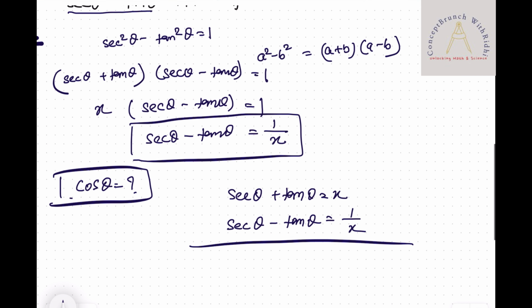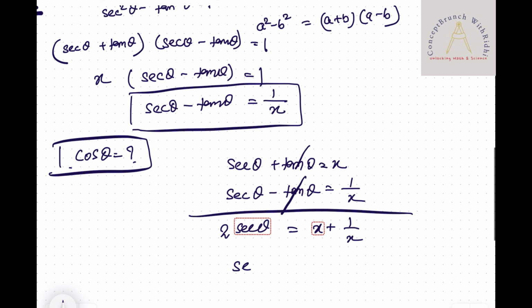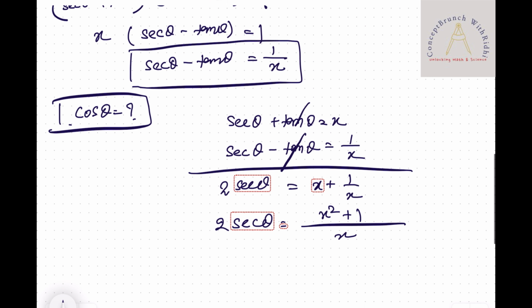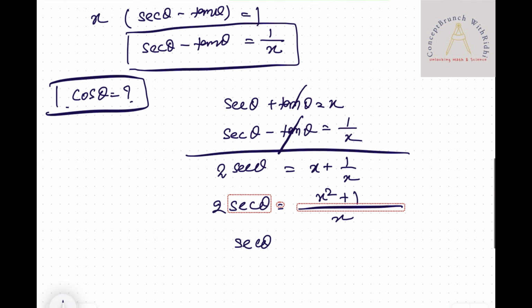Let's solve it now. If we add them, the tan theta terms will cancel. So secant theta plus secant theta will be 2 secant theta equals x plus 1 by x, correct? So from here, secant theta will be what? Let's take an LCM. So it will be x squared plus 1, right? So secant theta will be x squared plus 1 divided by 2x. This is your secant theta value.